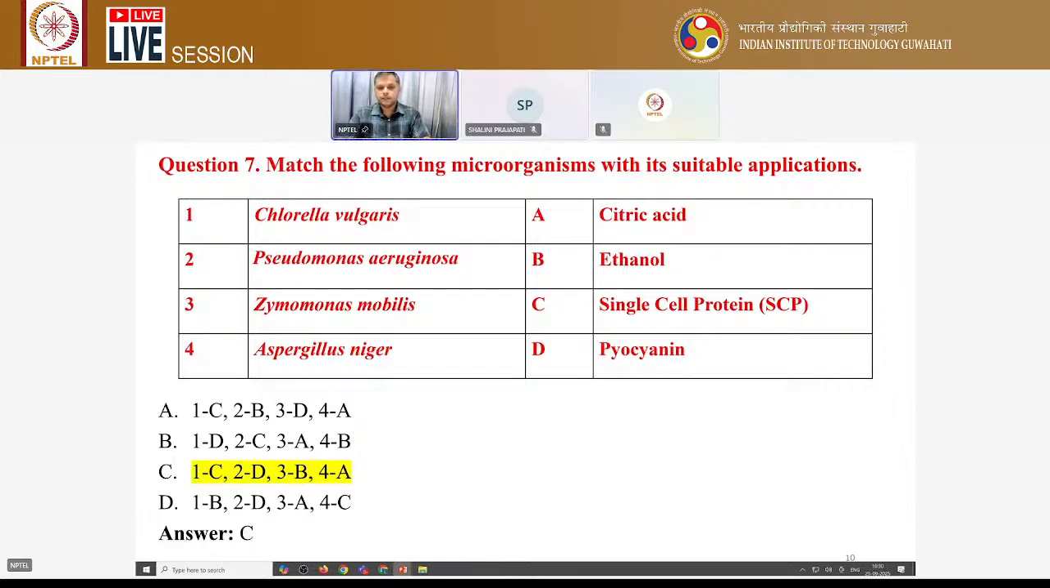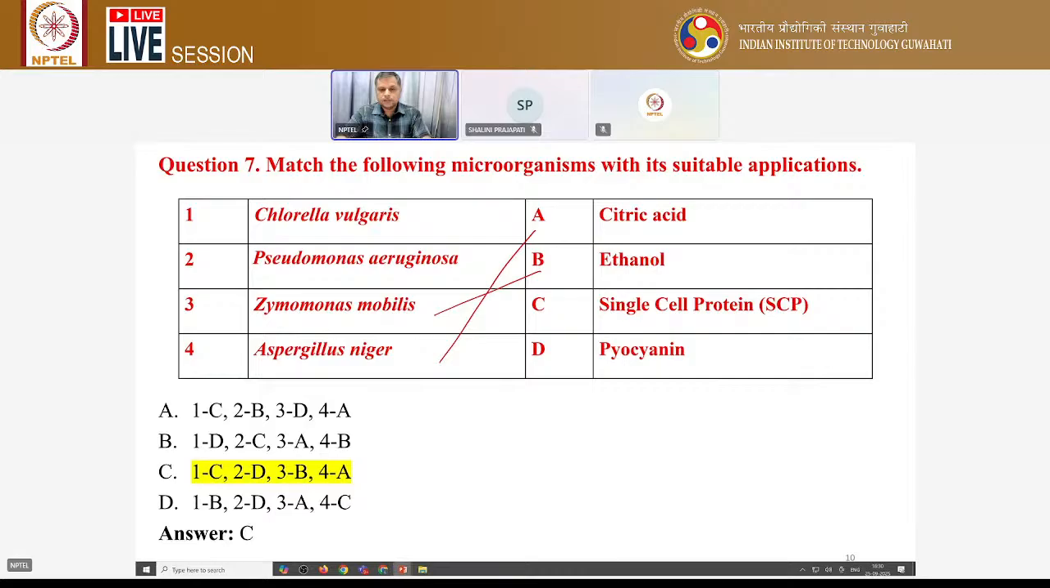Next, you have to match microorganisms with their suitable applications. So there, the most common one is Aspergillus niger. It produces citric acid. Now comes ethanol. It is again obvious that Zymomonas mobilis produces ethanol.